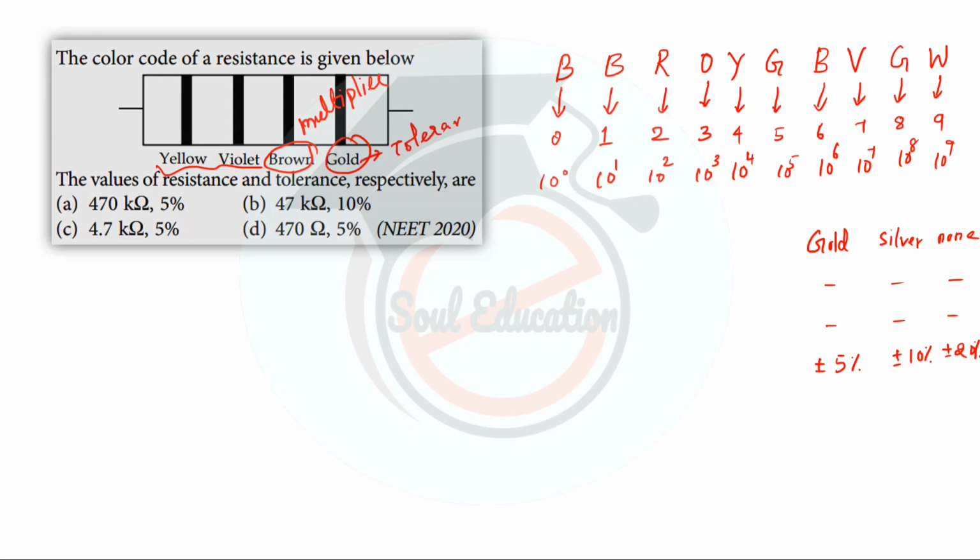Okay, that is my tolerance. So first color is yellow. The value of yellow is 4. Next color is violet. The value of violet is 7, so 47 into the multiplier, which is brown, so 10 to the power of 1. Plus or minus, what about my tolerance? It is gold, that is my 5%. So 47 into 10, that is my 470 ohm, with a tolerance of 5%. So option D is the correct answer.